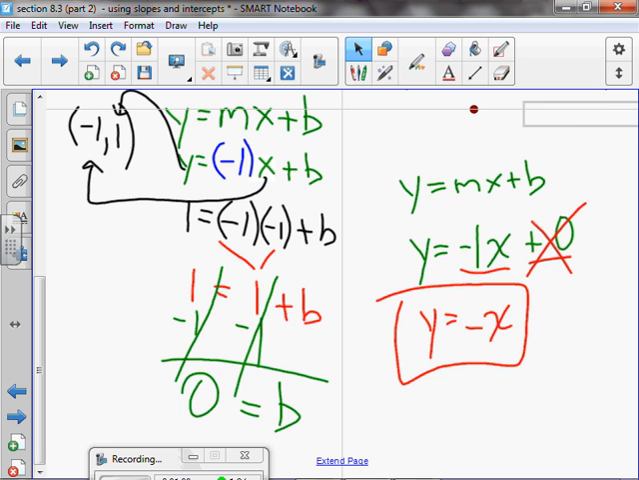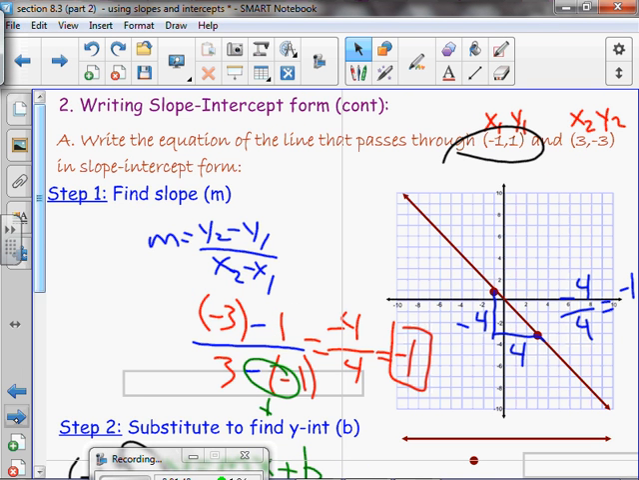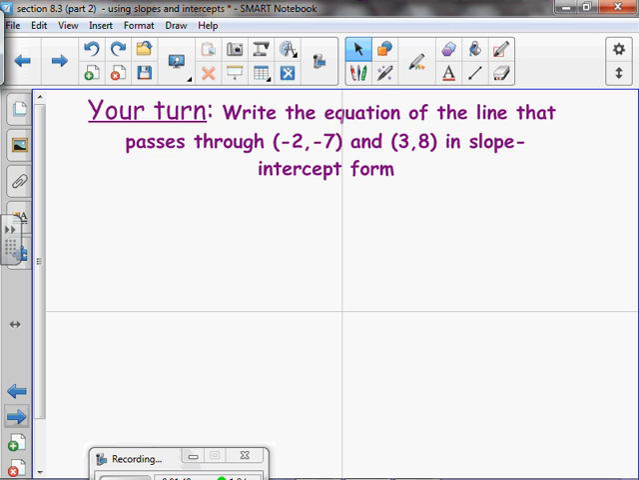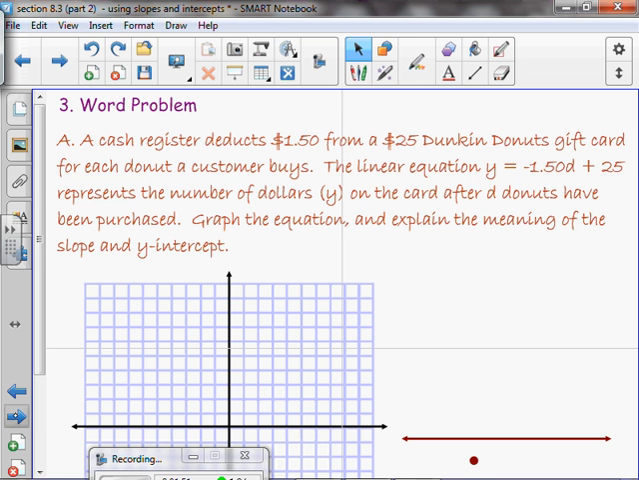Let's go ahead and try this next one on our own. Your turn. Write the equation of the line that passes through negative 2, negative 7, and 3, 8 in slope-intercept form. And that is all. That is everything we are doing.